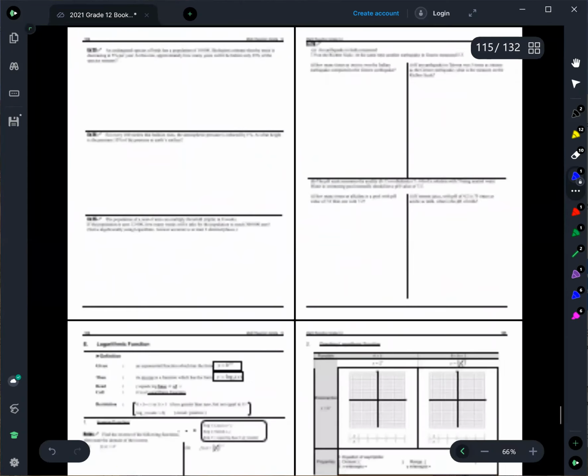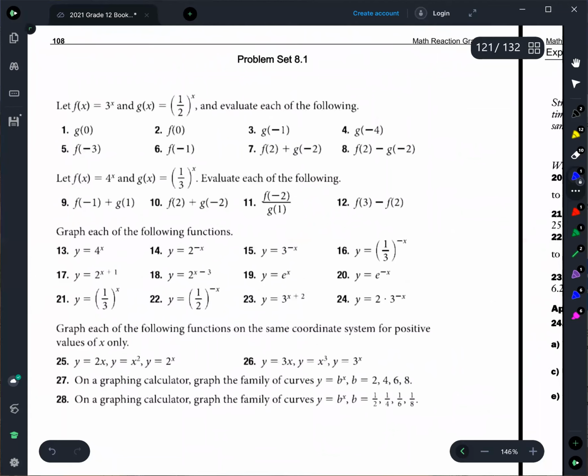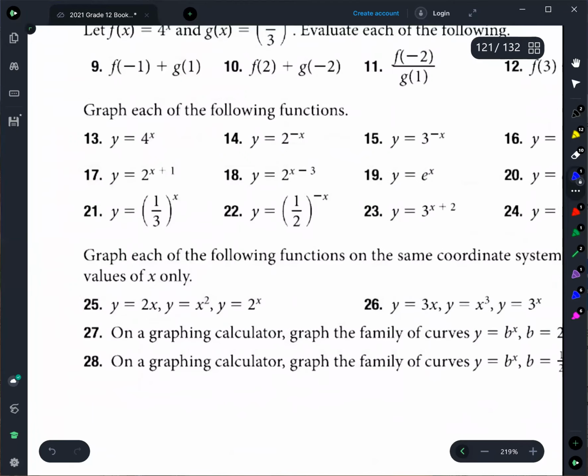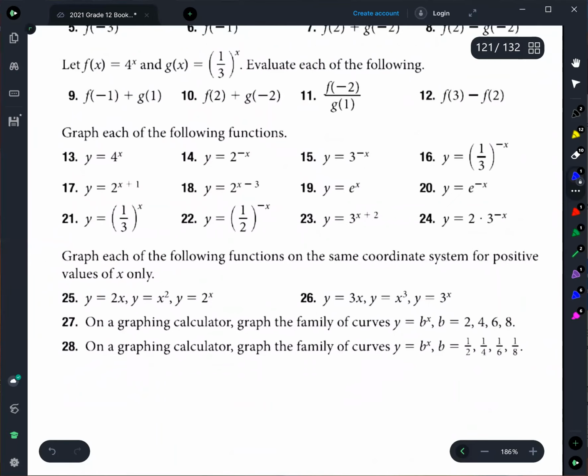The questions I will be assigning for your homework will be something like these. Look at question 13. 14 has a reflection. 18 has translation. 22 is the decreasing one. I'll be selecting some of them, not every single one. Those graphs need to show the asymptotes, the special point, and of course the way it curves. Make sure you curve it the right way.